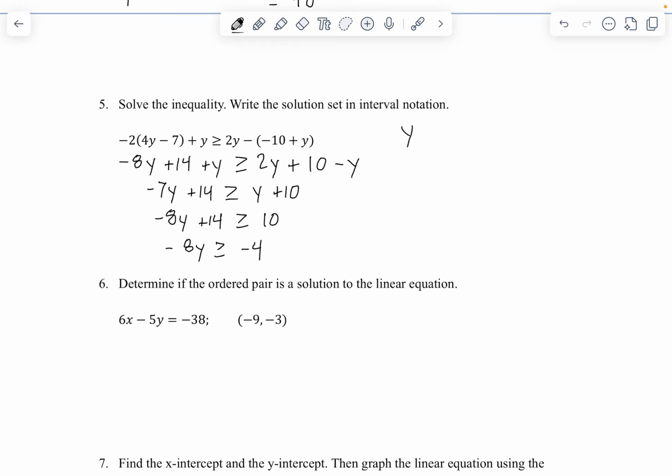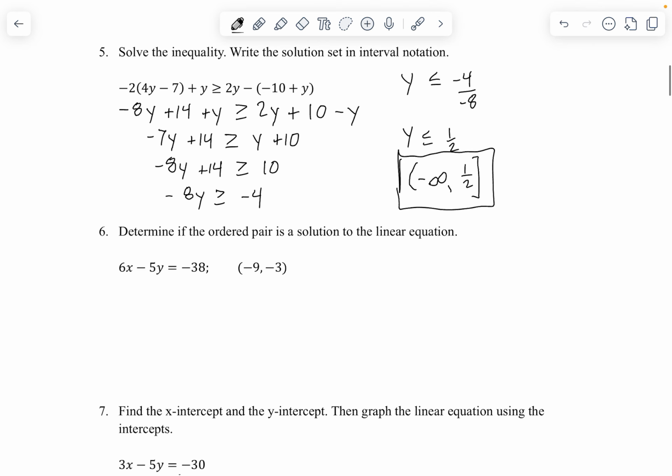So I end up with y, flip the direction, and I get negative 4 over negative 8. Of course, negative 4 over negative 8 simplifies into 1/2. So it's y less than or equal to 1/2. Using interval notation, I would write this as negative infinity, comma 1/2. And I would put a square bracket there, which communicates that the endpoint 1/2 is included in the interval. I know that because this is y less than or equal to 1/2. So that would be my answer in interval notation.